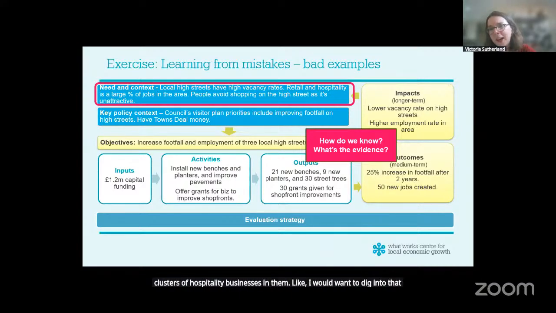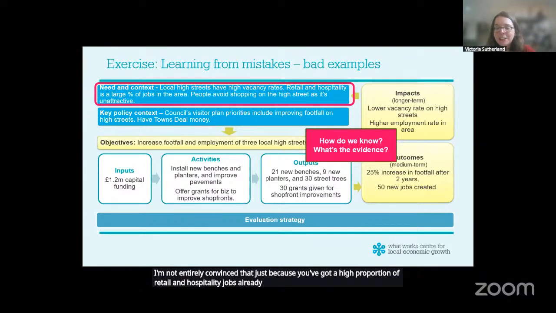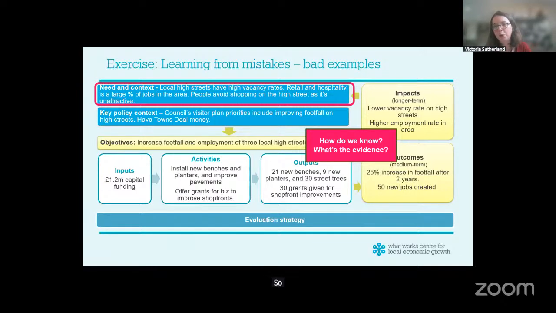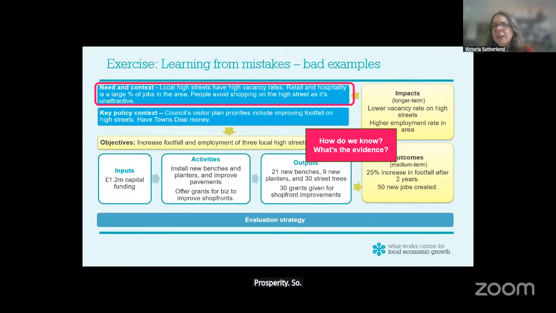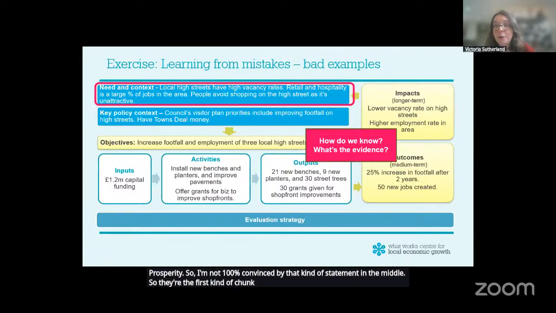But also, I'm not entirely convinced that just because you've got a high proportion of retail and hospitality jobs already, that's a reason why you would want to build on that. In particular, we often talk about the difference between tradable and non-tradable sectors. Generally, what we want to do is grow our tradable sectors because they're the ones that drive productivity and competitiveness and long-term prosperity. So I'm not 100% convinced by that statement in the middle. So they're the first chunk of things I would pick up on.